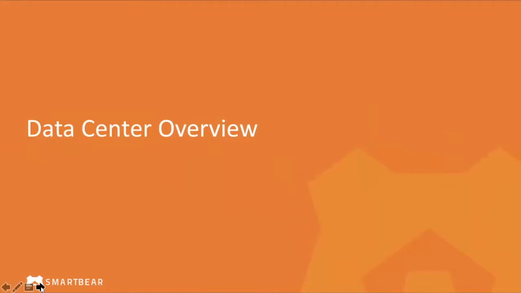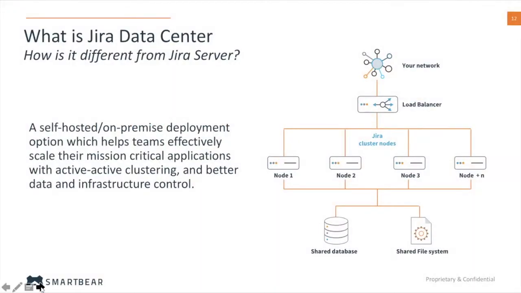So let's do a Data Center overview. Let's look at what Data Center really is and how it is different from Jira Server. Data Center is essentially a self-hosted, on-premise deployment option, which helps teams effectively scale their mission critical applications with active-active clustering and better data and infrastructure control. The key architectural difference between Server and Data Center is that Data Center allows multiple nodes to run in parallel as opposed to a single node on Server. And therefore, when that single node fails, your users can no longer access the application. Hence, whenever we talk of Data Center, we always stress that Data Center is built for mission critical applications.